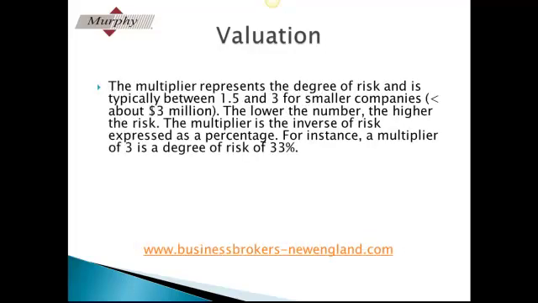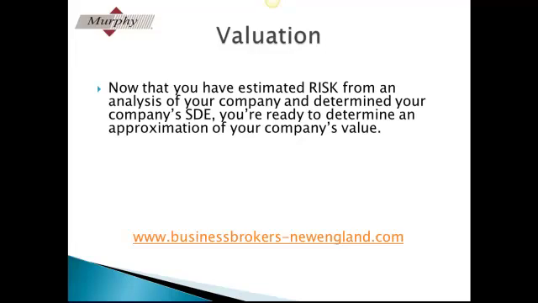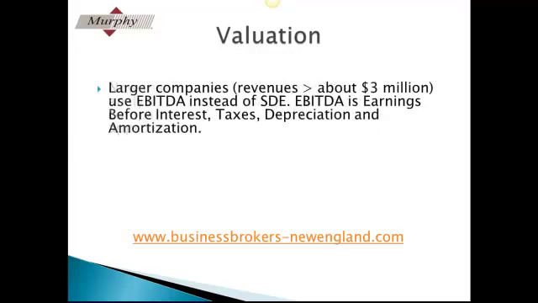The multiplier represents the degree of risk and is typically between 1.5 and 3 for smaller companies, again less than about 3 million. The lower the number, the higher the risk. The multiplier is the inverse of risk expressed as a percentage. For instance, a multiplier of 3 is a degree of risk of 33%. Now that you have estimated risk from an analysis of your company and determined your company's SDE, you're ready to determine an approximation of your company's value.